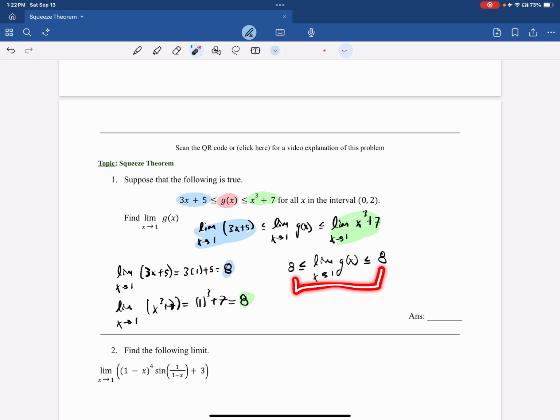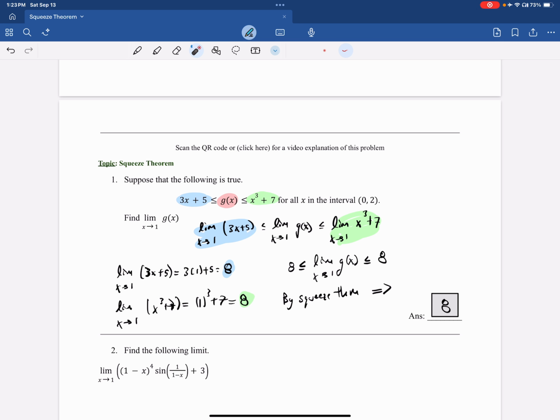Notice that tells us by the squeeze theorem, we can conclude that the limit as x approaches 1 of g of x has to be the same value, which is 8. The lower one goes to 8, the bigger one goes to 8, so the middle one has to go to 8 as well. Okay? When they give you the functions, this is really easy.